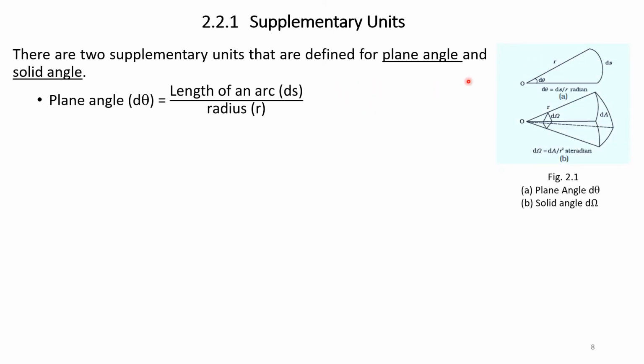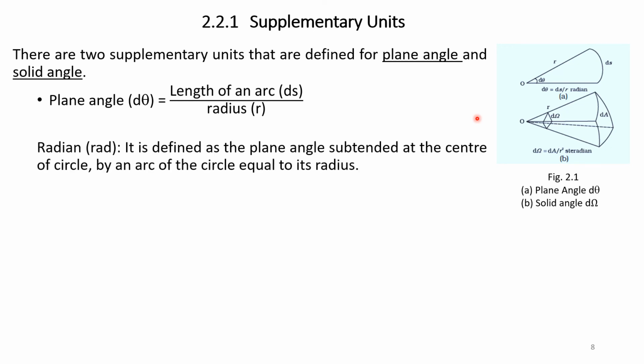Please see the figure. Figure A is for plane angle. Here plane angle means it is a two-dimensional figure. Here O is the origin point, ds is the arc of a circle and r is the radius. And d theta is the angle subtended by the arc of the circle ds. Hence d theta, that is the plane angle, is equal to the length of arc ds divided by r. So this is a plane angle.